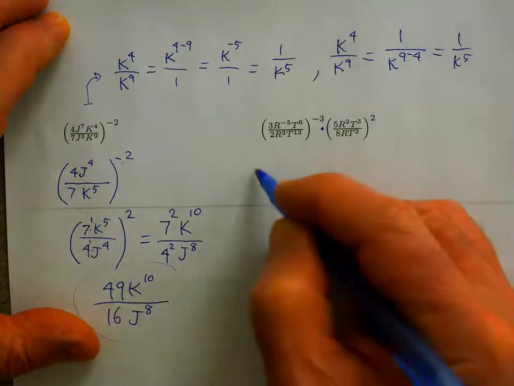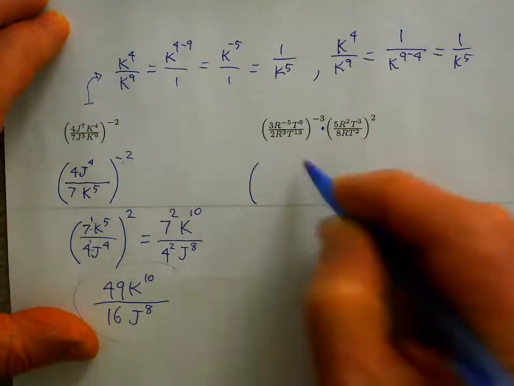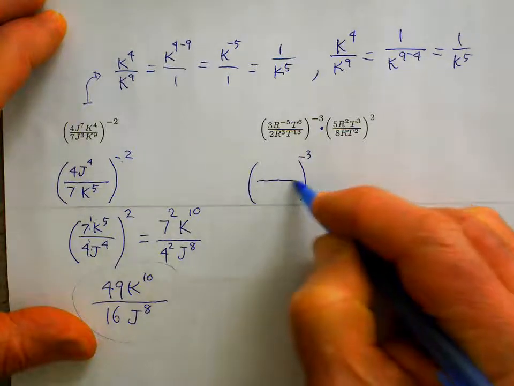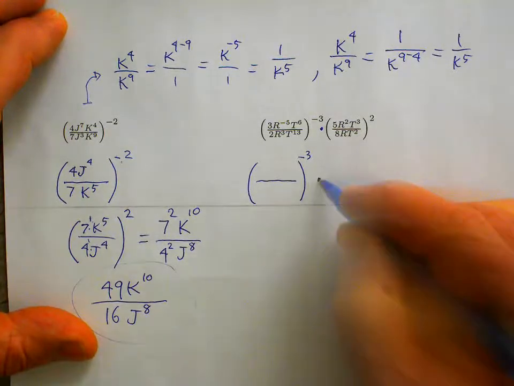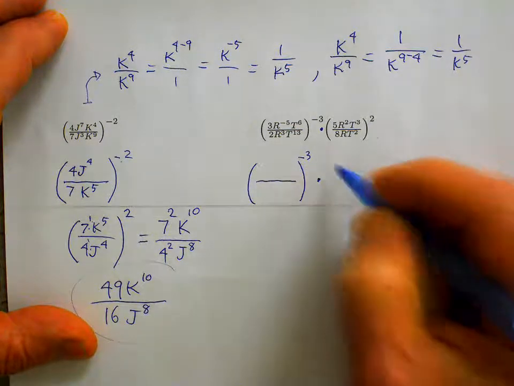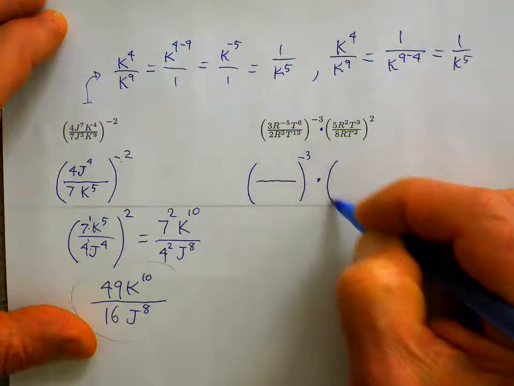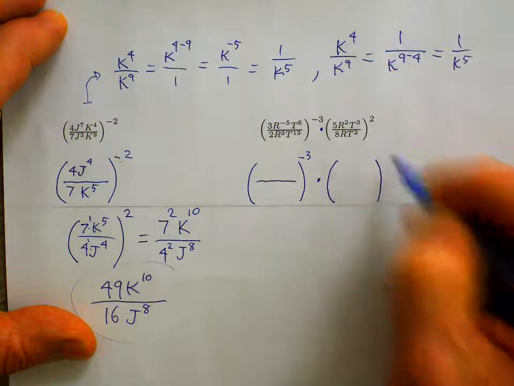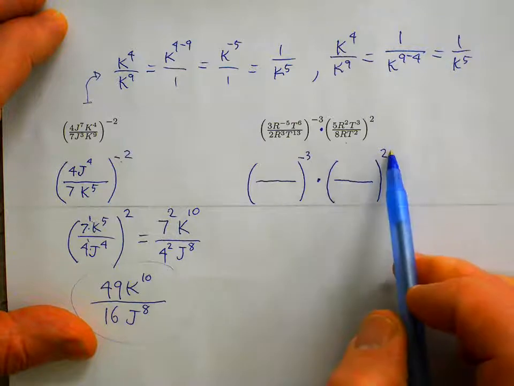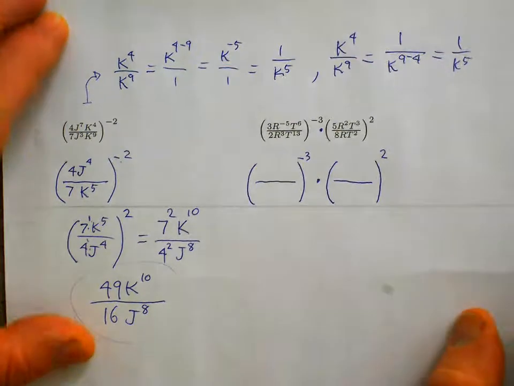Okay, so on the left, I'll simplify what's on the inside of the parentheses first, and then afterwards we'll apply the outer exponent -3. And the same with this expression on the right. We'll simplify what's inside the parentheses first, and then apply the outer exponent too.